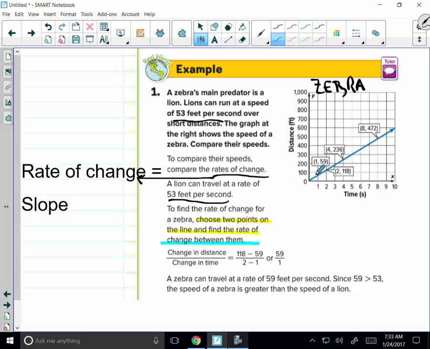So if you look right here, I have 2 points, (1, 59) and (2, 118). All I need to do is take their y's, 118 minus 59, which they're doing right here, and then take their x's, which is 2 minus 1. So when I simplify that, I get 59 over 1, which really stands for 59 feet in 1 second. I know that because 59 is my y, which is the distance, and 1 is my time, the x value. So a zebra can run at 59 feet per second, and the lion is at 53 feet per second, so we can tell that one is faster.